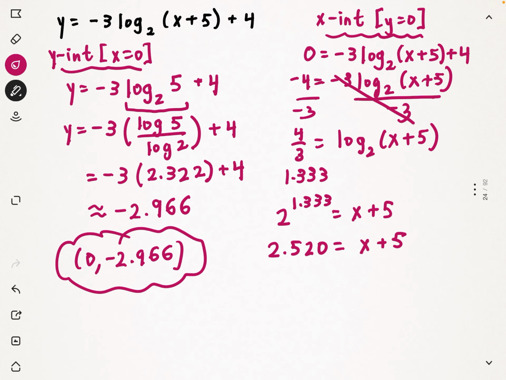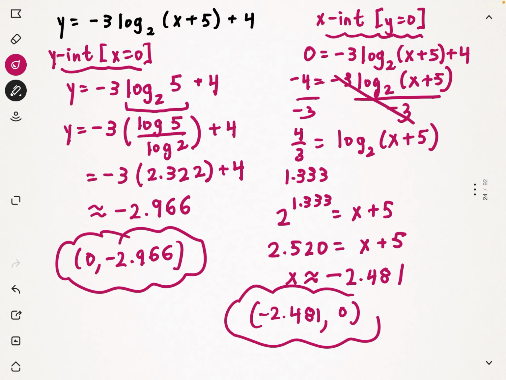And then, of course, you would subtract 5, and you'd wind up with an answer for x that is approximately negative 2.481, which, of course, you can write as a decimal number. And if you didn't have an answer key available, you could check on Desmos. That's another way of checking your answer.